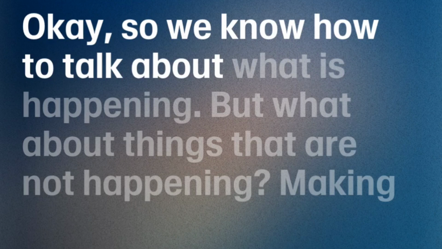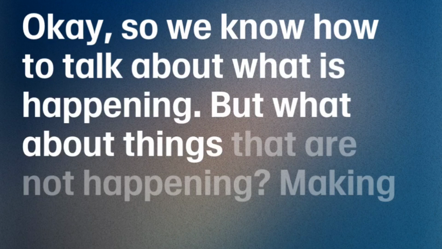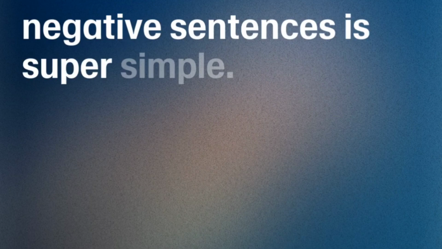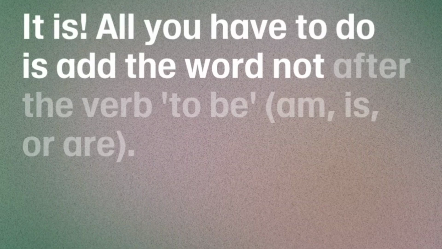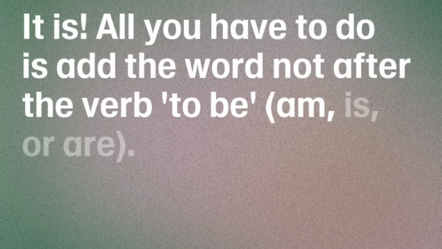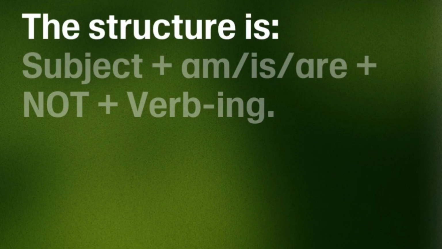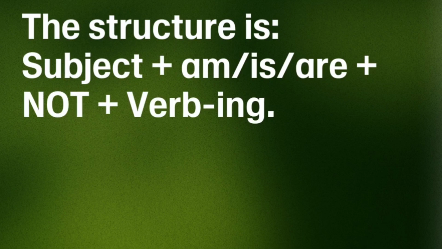Okay, so we know how to talk about what is happening. But what about things that are not happening? Making negative sentences is super simple. All you have to do is add the word not after the verb to be: am, is, or are. The structure is subject plus am, is, are plus not plus verb-ing.